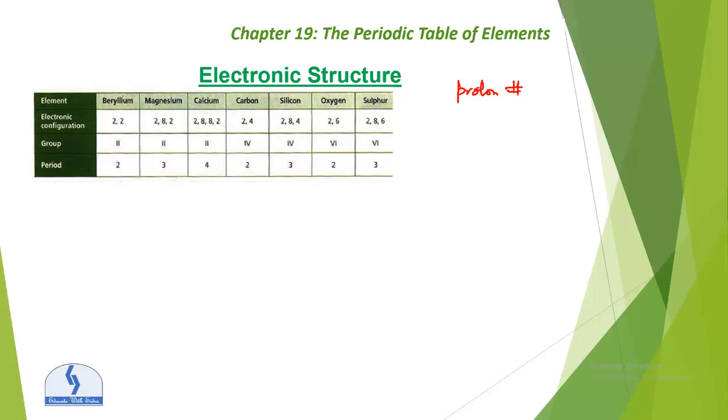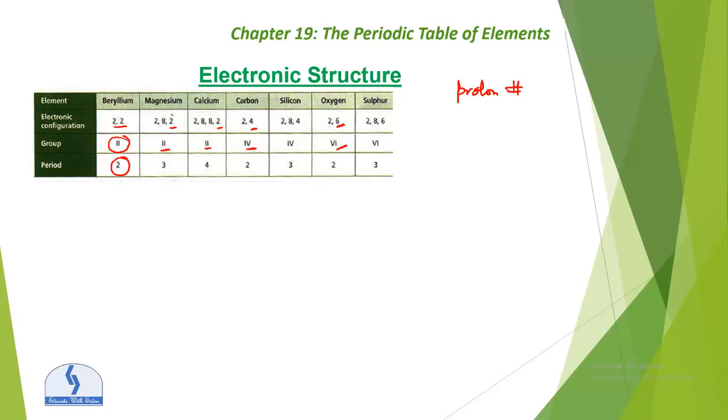This is beryllium, this is magnesium, calcium, carbon, silicon, oxygen. Beryllium has an electronic configuration of 2, 2. So it is in group number 2 because we are looking at the valence electrons, and it has 2 shells. That's why the period number is also 2. Magnesium has 2 valence electrons, so the group number is 2. Calcium has 2 valence electrons, group number 2. Carbon has 4 valence electrons, group number 4. Oxygen has 6 valence electrons, group number 6. The group number depends upon the outermost shell electrons.